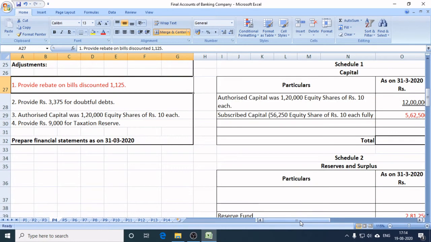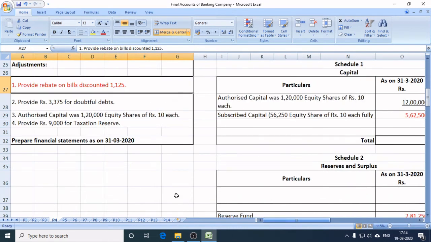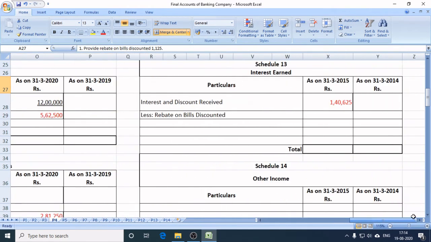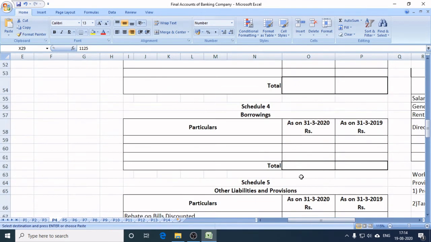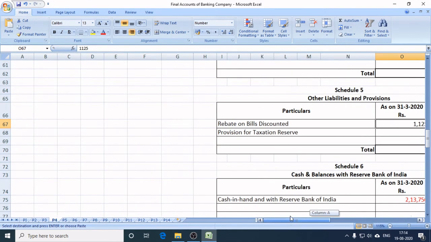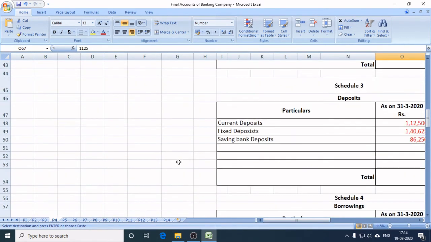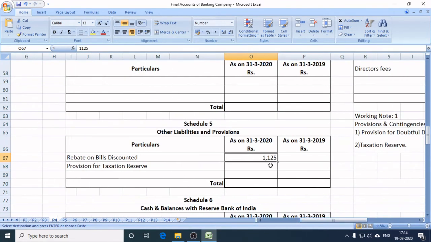The first effect is you should deduct it from schedule number 13, that is rebate on bill discounted. The figure is 1,125. And the second effect is you should show the same amount in schedule number 5, other liabilities and provisions. Because of the credit balance, it closes with a closing credit balance, and in the next accounting year this balance of 1,125 will be added to the interest and discount account.